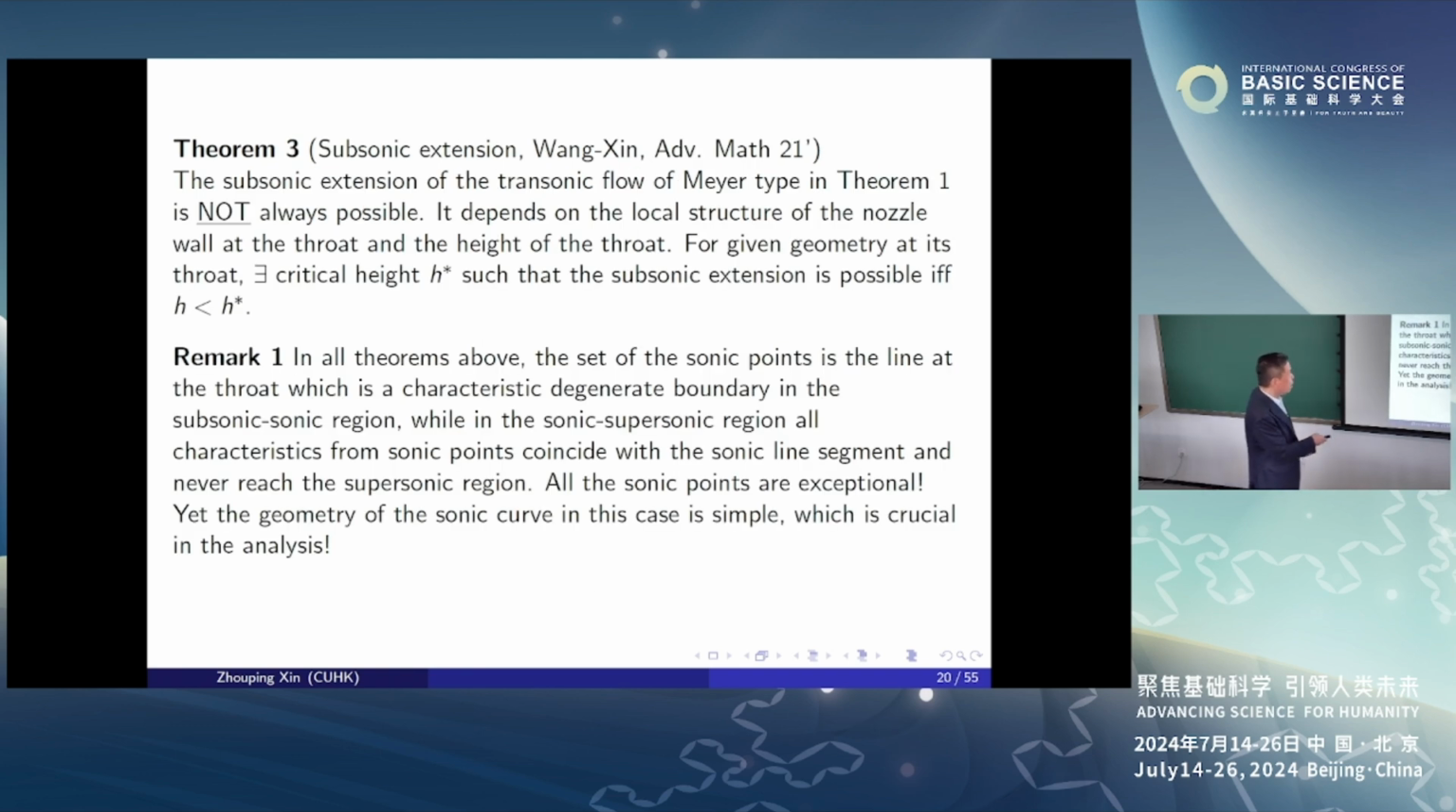So in the theorem, the set of sonic points is a line at the throat, which is a characteristically degenerate boundary in the subsonic region. While in the supersonic region, all characteristics from the sonic points coincide with the sonic line, and never reach the supersonic region. So all the sonic points are exceptional. That's very surprising because this is just the opposite of what Bers proposed. We found that on the sonic line every point is exceptional, but still you can do the hyperbolic extension. That's very surprising to us because at the beginning we thought this seemed completely opposite. I think the reason is we have a physical boundary condition, and in the discussion of Bers, there is not. Yet the geometry of the sonic curve in this case is simple, which is crucial in our analysis. We have this straight line. The geometry can be trivialized.